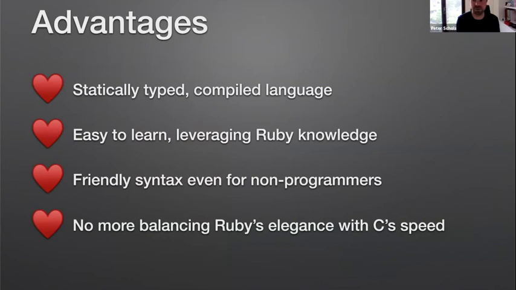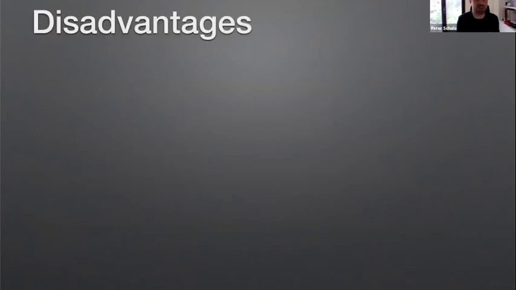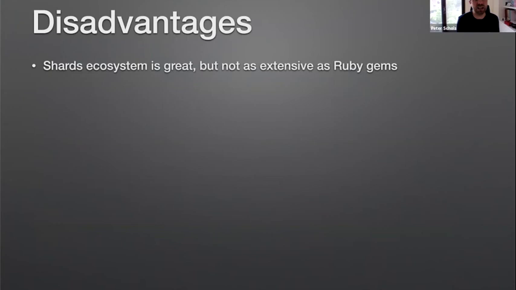good choice for us. Of course, it's not all roses. There are some disadvantages, but I think they are few and far between, and they're probably not really linked to the language itself, but more to the fact that the ecosystem is still very young. So the Shards ecosystem, it's great, there's already quite a bit out there, but of course, obviously, it's not as extensive as the Ruby gems ecosystem.